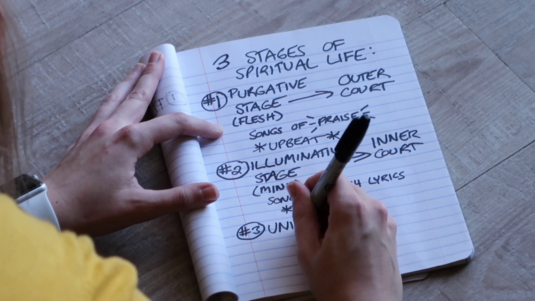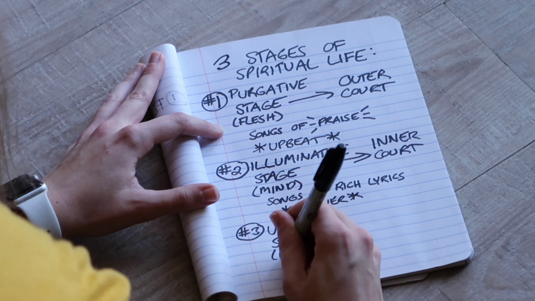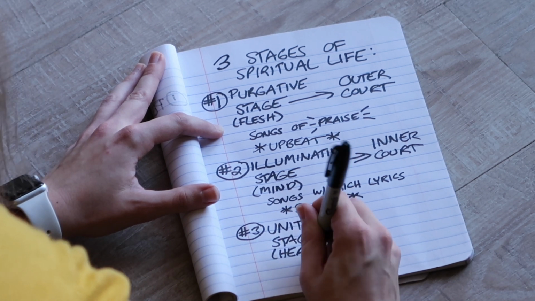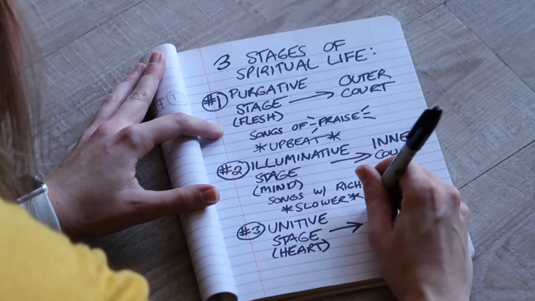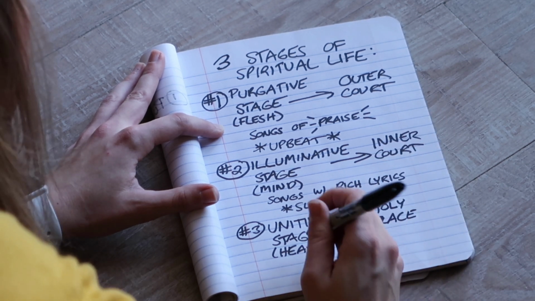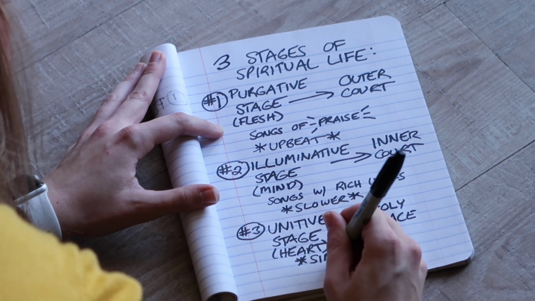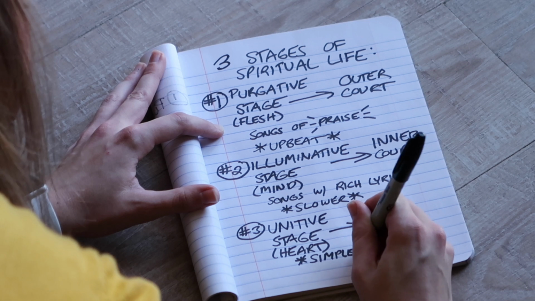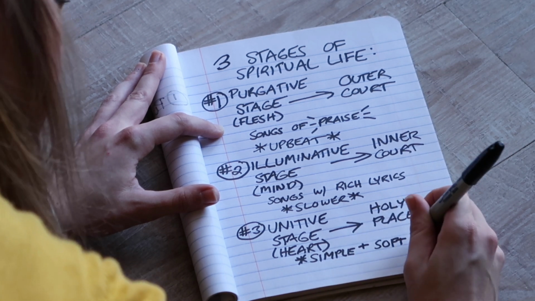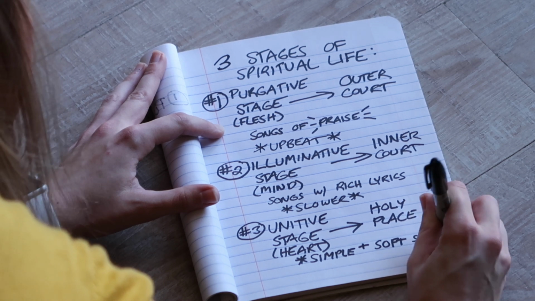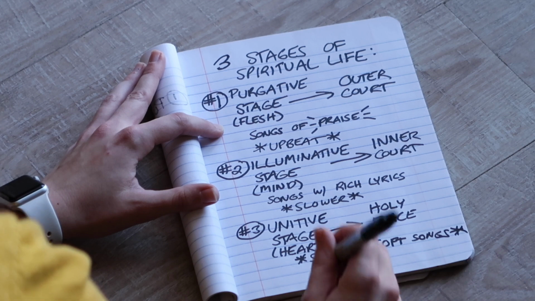Okay, so now we've made it to the final stage of the spiritual life called the unitive stage. Congratulations, guys. So this is the stage associated with the final 2 parts of the temple, starting with the holy place. Now, this is the stage that deals with the heart. So the songs that you're going to pick for this part of your set are going to be very, very simple, very repetitive, very slow. And this is a great place to drop instruments and go a cappella.